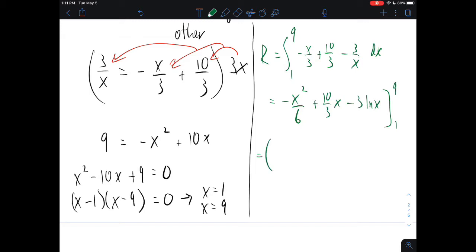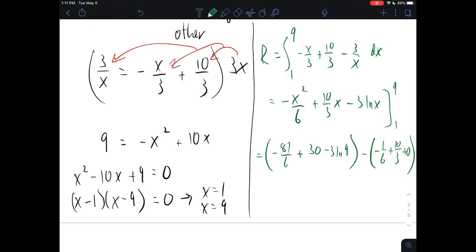So then I have negative 9 squared over 6, so negative 81 over 6, plus 10 thirds times 9, which will be 10 times 3 or 30, minus 3 times the natural log of 9, and then minus, now plugging in 1, I get negative 1/6, plus 10 thirds, and then minus 3 times the natural log of 1, but the natural log of 1 is 0.